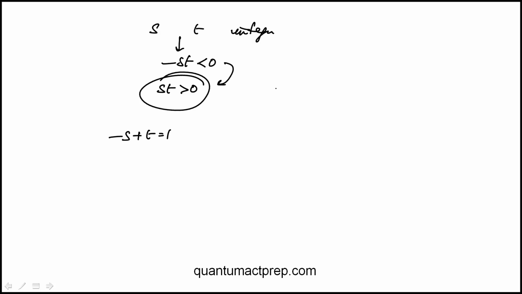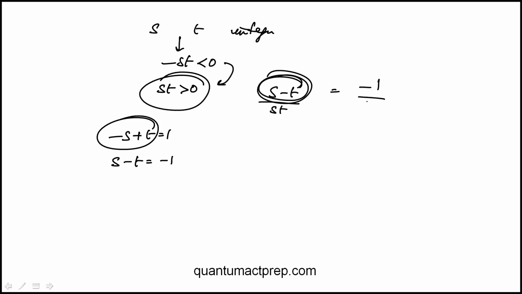And they're asking about this expression, s minus t over st. So the first thing to note here is the relationship between those two. If you multiply both sides by minus 1, this would become s minus t is minus 1. So that's minus 1, and st is positive. So it's minus 1 over some positive quantity. So the whole thing is negative.